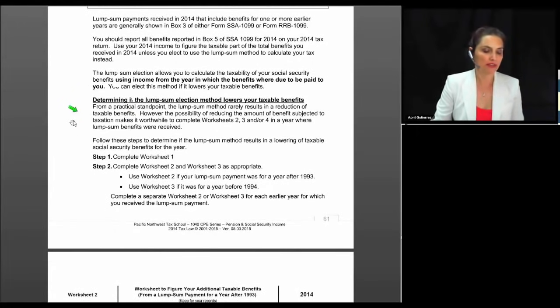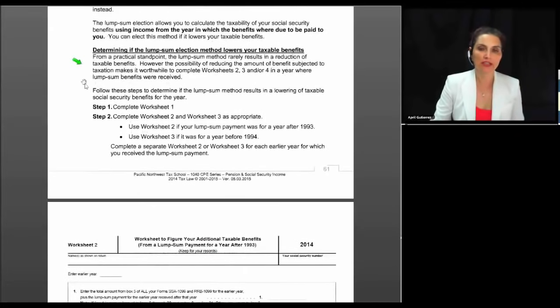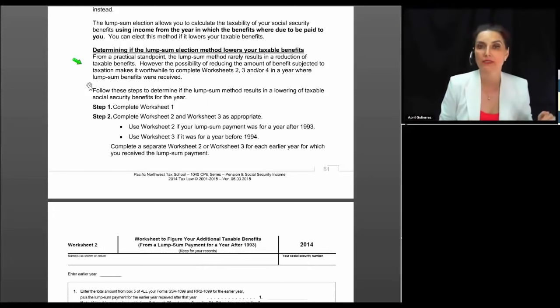At any rate, how do you determine whether the lump sum election is going to lower your taxable benefits? Well, you're going to have to go through a few stages. You're going to complete Worksheet 1 like you normally would, where you report all of the income you receive from Social Security for the year, and then use Worksheet 1 to figure out what portion of those benefits are taxable. You then complete Worksheet 2 and Worksheet 4. And on Worksheet 2, you break out each year in turn, and you compare that year in turn to the year that you should have received the money in.